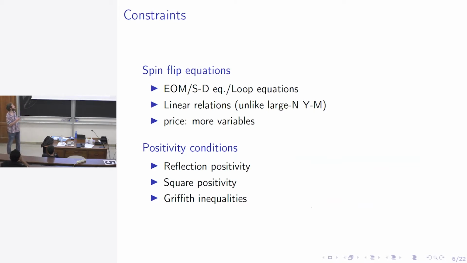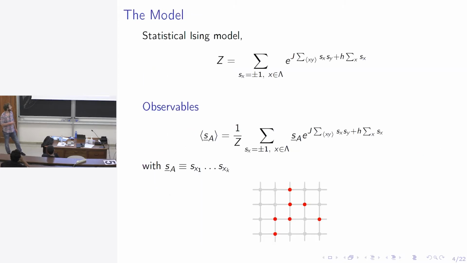So first of all, we have what we call spin flip equations. So these are essentially Schwinger-Dyson equations. They are equations of motion. They are in other theories sometimes called loop equations. They are essentially what you get if you observe this expression here, and you change the variable of one of these spins. So I just flip it. I call 1 to -1 and -1 to 1.